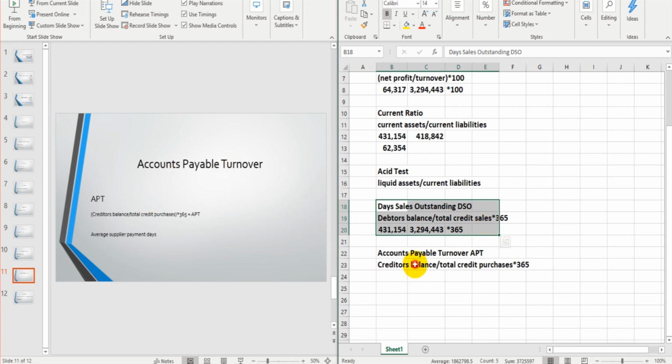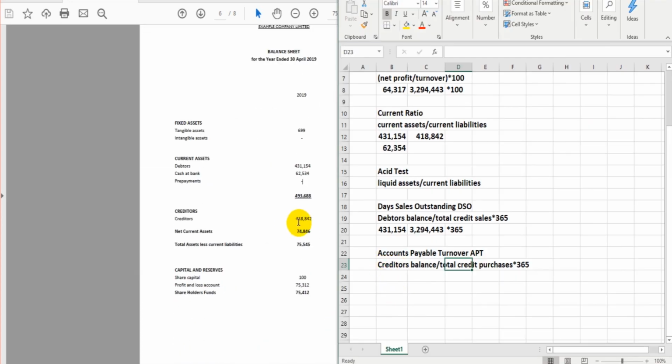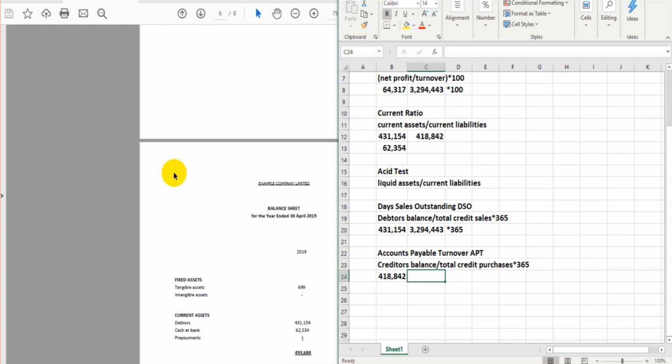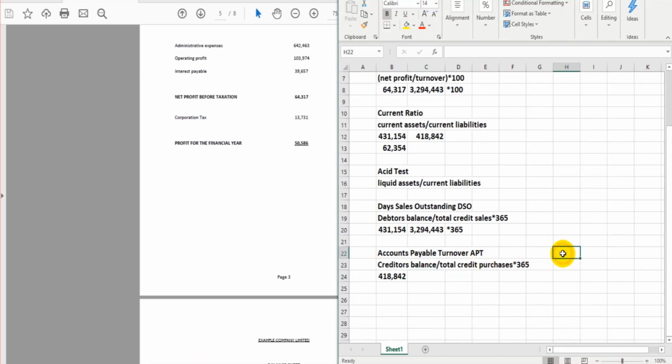Now, the only thing with this formula is it's not so easy to work out what the total credit purchases are. If I bring up the accounts, the creditors balance is here. 418,842. What's the total credit purchases? We don't know. There is a big bunch of admin expenses here. There's also 2.5 million of cost of sales, but we don't actually know which of these purchases and expenses were purchased on credit. We don't know, so we can't do that formula. So this one usually requires further information.